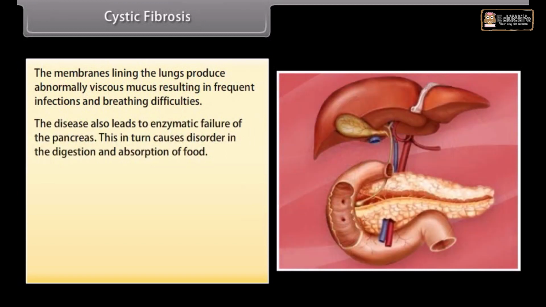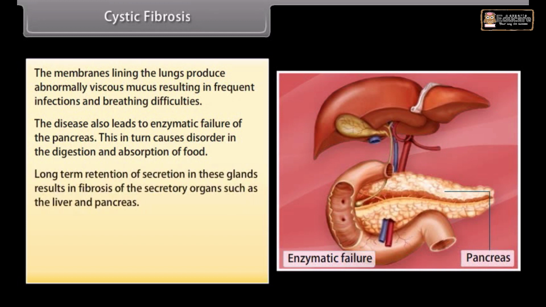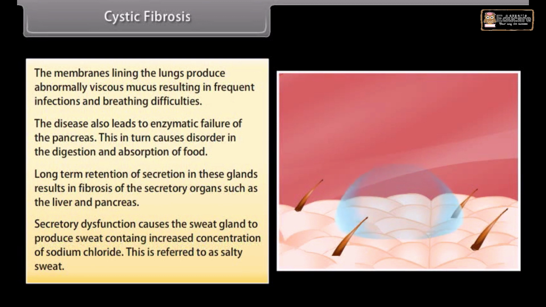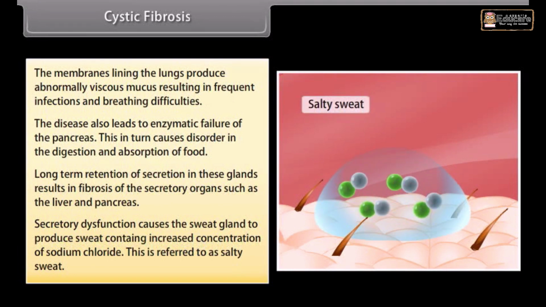The disease also leads to enzymatic failure of the pancreas. This in turn causes disorder in the digestion and absorption of food. Long-term retention of secretion in these glands results in fibrosis of the secretory organs such as the liver and pancreas. Secretory dysfunction causes the sweat gland to produce sweat containing increased concentration of sodium chloride. This is referred to as salty sweat.